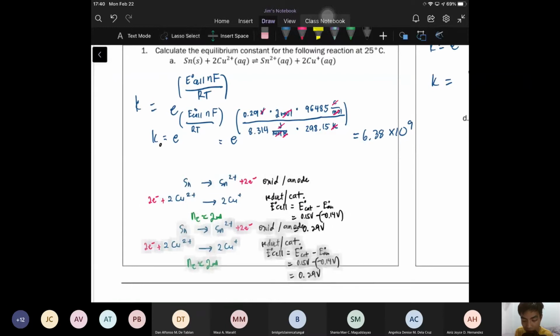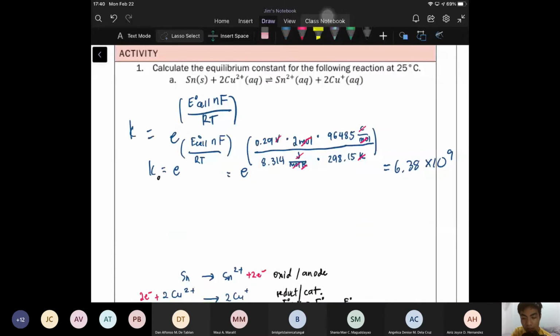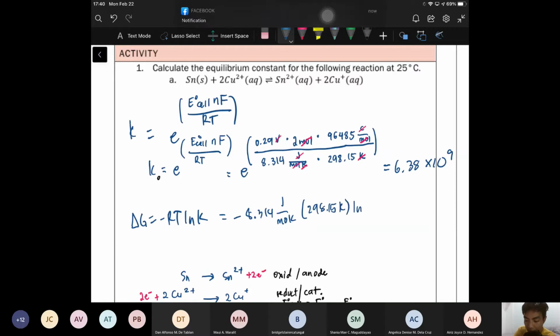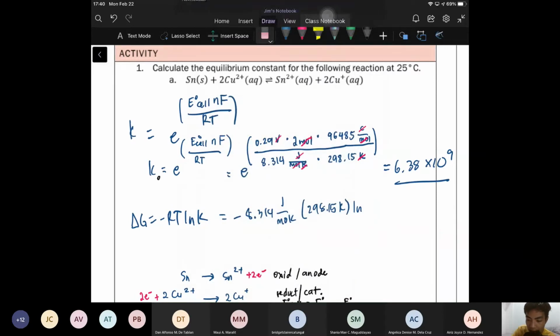Imagine nyo na nagbubura ako ng whiteboard. Okay. Ayan, solve na tayo ng delta G. O, dito gagamitin ko ay K. Okay. So, delta G equals negative RT ln K. Paano to gagamitin? Ano lang, o yung R, ganun pa rin. Negative 8.314 joule per mole Kelvin. Temperature is 298.15 Kelvin. ln K, edi ln, tas yung value ng K mo. Okay, so plug natin yan.